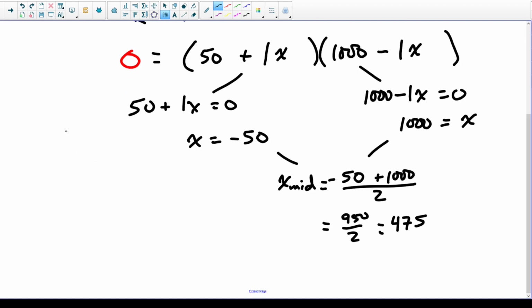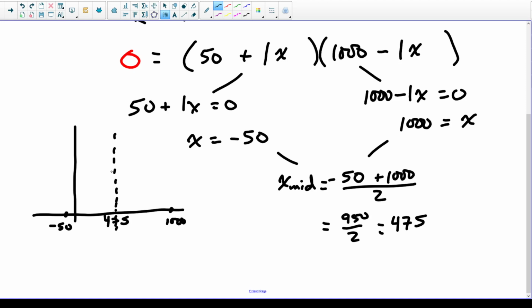So I can already start to sketch my graph. Now it's not going to be very to scale, but let's say this is negative 50 and this is 1000. Right smack dab in the middle of those two is 475. I want to find my height though. I need the vertex to know what my maximum revenue is going to be.